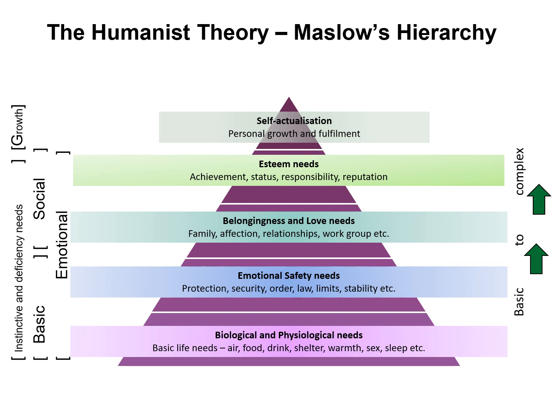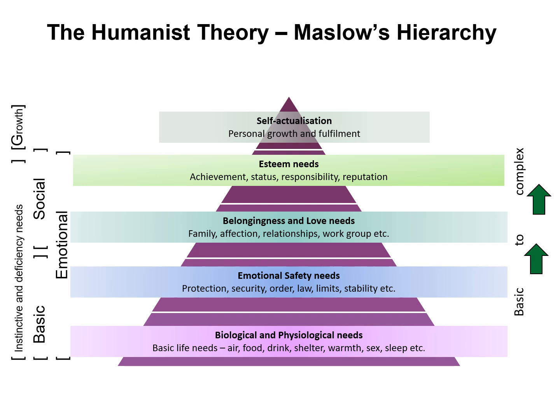Here we have Maslow's hierarchy of needs. You're likely to be very familiar with Maslow from the training preparing you to work with children. Maslow suggests that people are motivated to fulfill basic needs such as biological and emotional before moving on to more advanced and complex needs such as belonging and esteem.